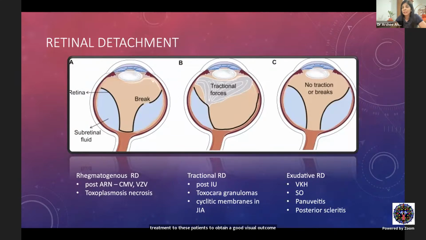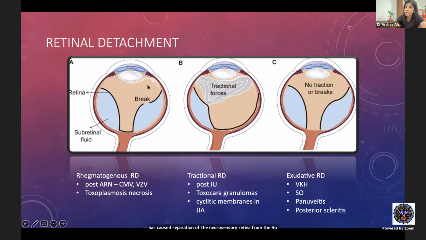Now, a very vision-threatening complication in these patients is retinal detachment. As you all know, retinal detachment is basically of 3 types. It could be rhegmatogenous, where it is happening because of a break in the retina. It could be tractional, and it could be exudative, where there is no traction, no break, but there is fluid which has caused separation of the neurosensory retina from the RPE.